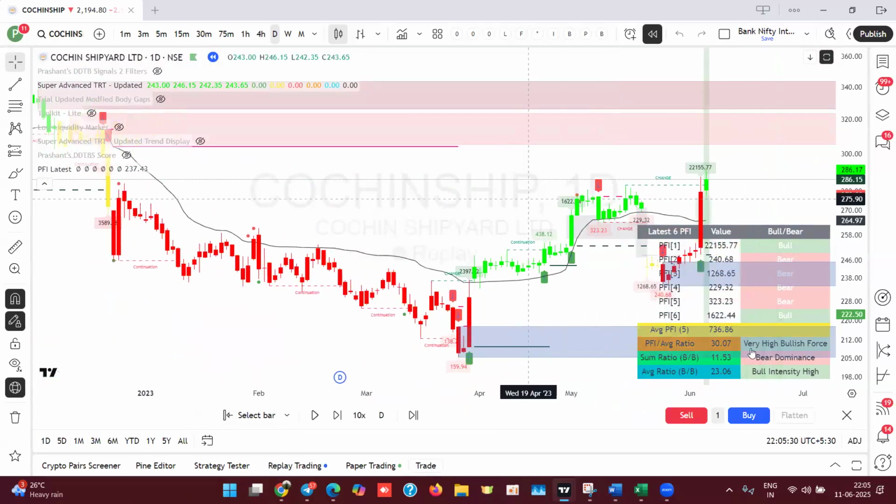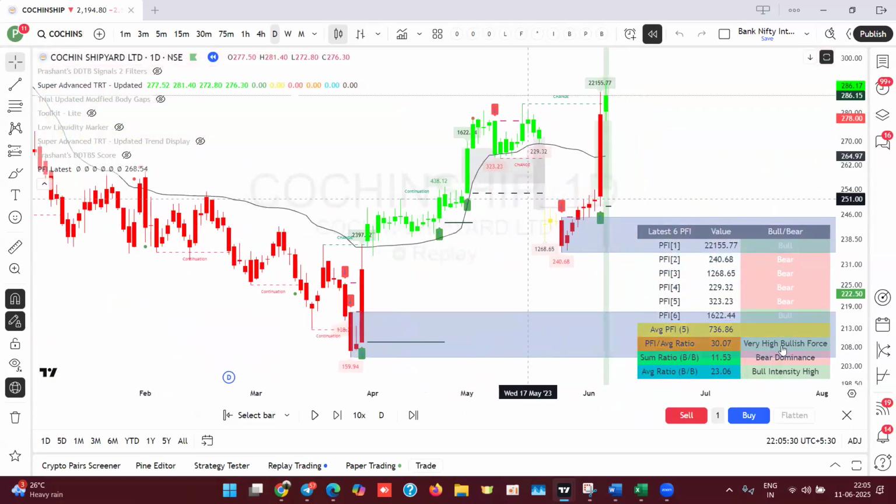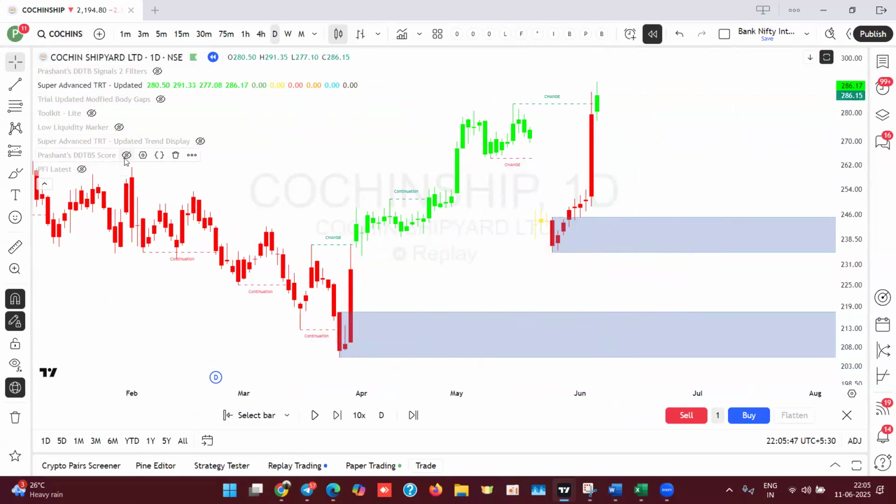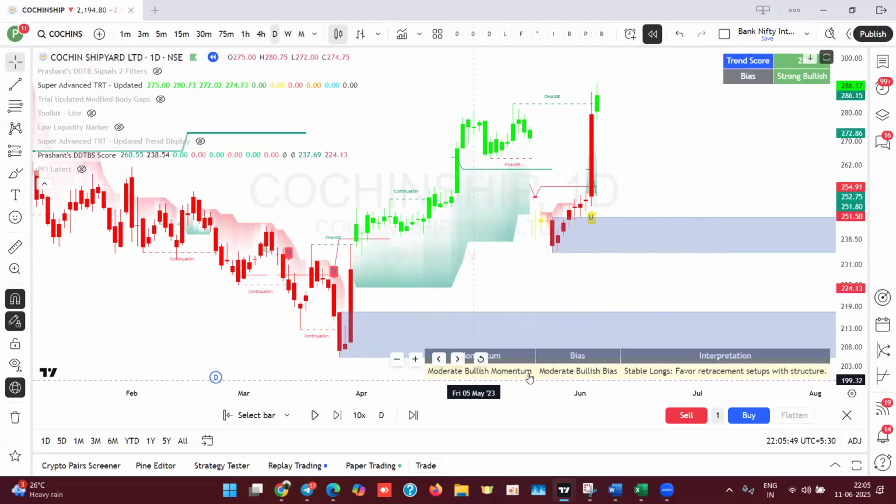There is bear dominance, but PFI is very high bullish force and bull intensity. And see the scores, it is 23, 30. So very high bullish PFIs. What is this telling us? It says moderate bullish momentum, moderate bullish bias. So stable longs. So this is also favorable for bulls.